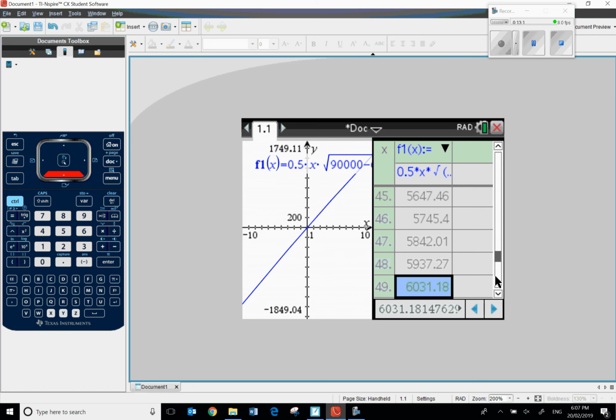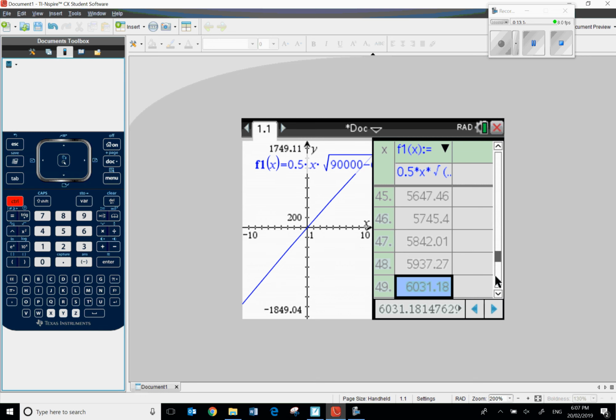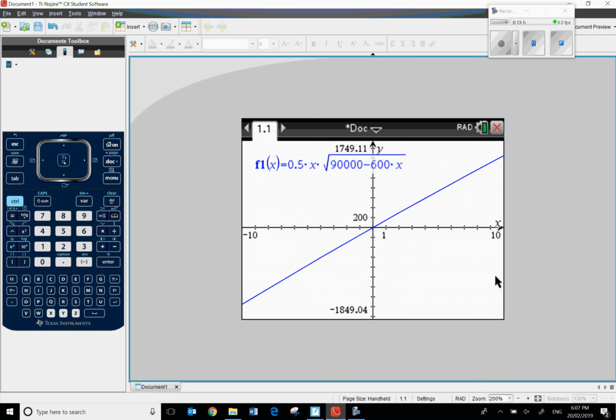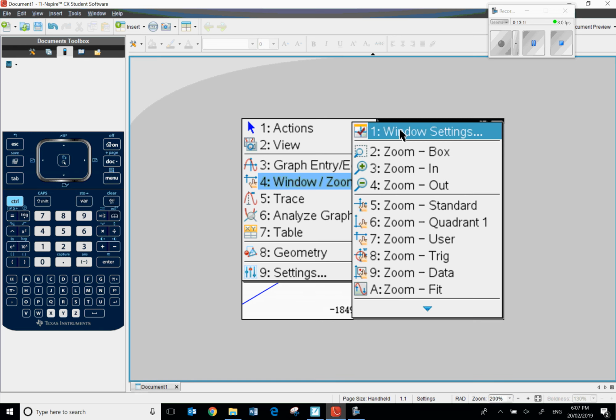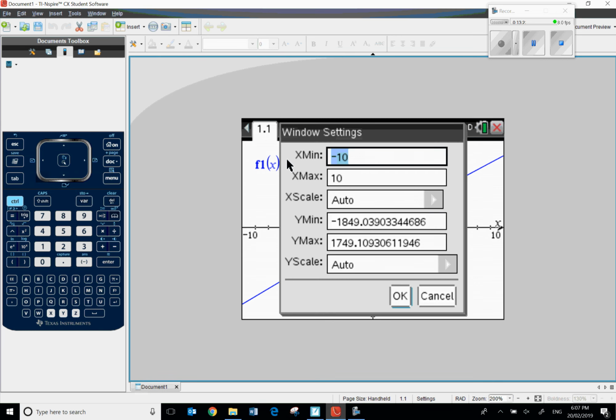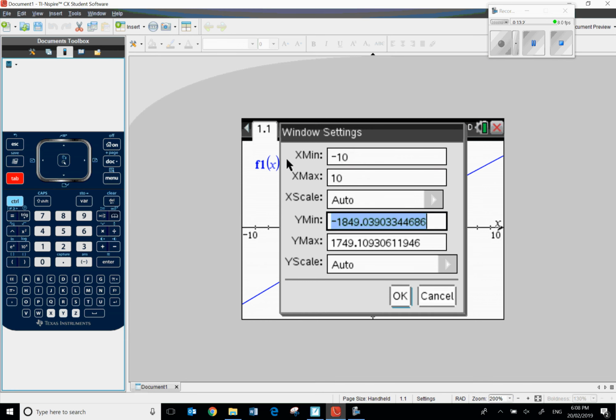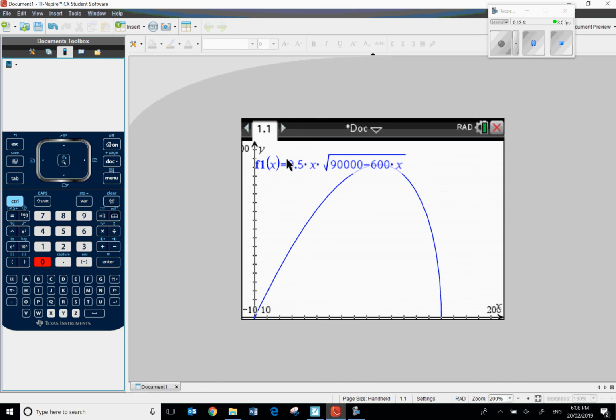I've spent some time already looking at this and found out that if I set my window settings, X minimum at -10, I know to put X maximum at 200. And I do a Y minimum just so I can see the bottom axis, I like seeing the bottom axis. And if I put Y maximum at 10,000, then I get that nice looking function.